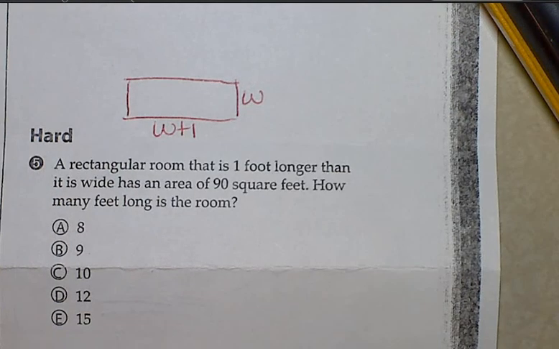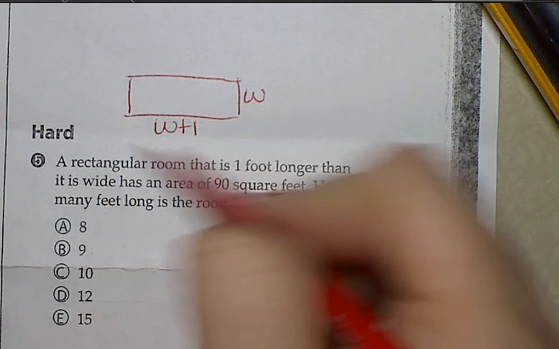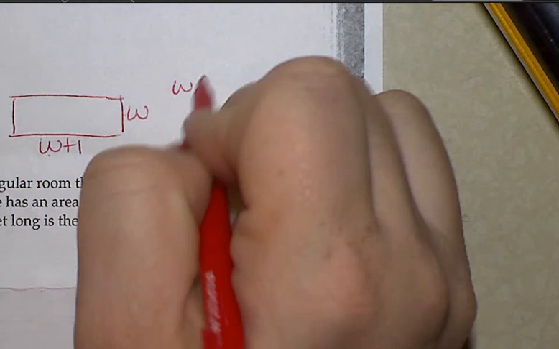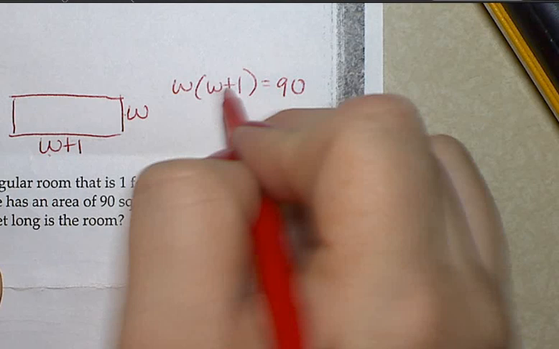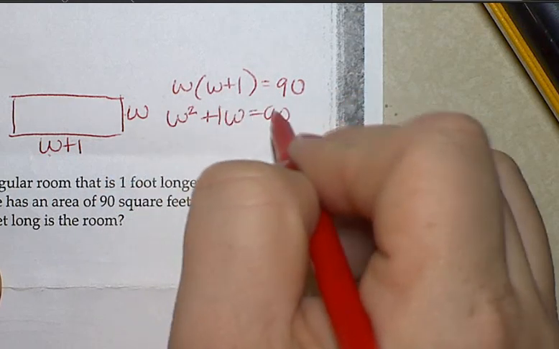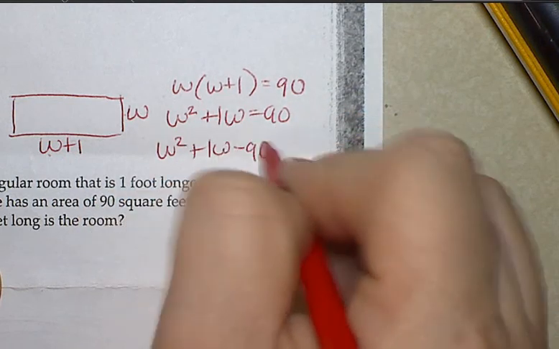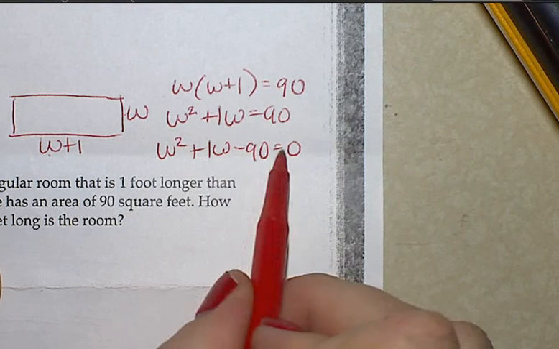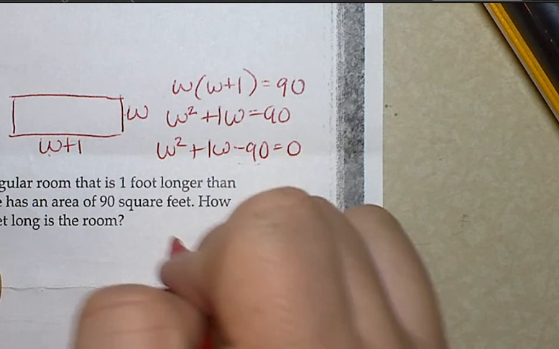So we want to know how many feet long this room is when the area is 90. To figure out the area of this shape, we're going to take length times width. So off to the side, I'm going to write length times width equals 90. And I'm going to multiply to get w squared plus 1w equals 90. Move the 90 back to the left-hand side. Please tell me 2 numbers that multiply to give you negative 90 and add or subtract to give you positive 1.